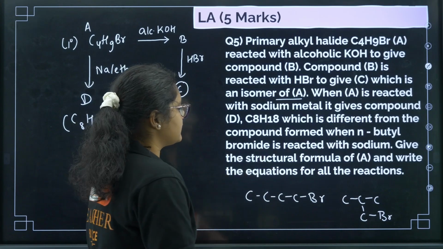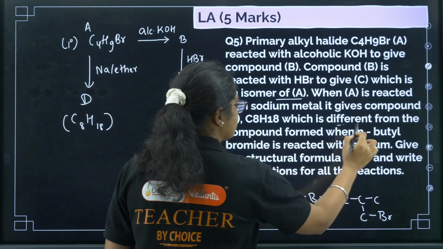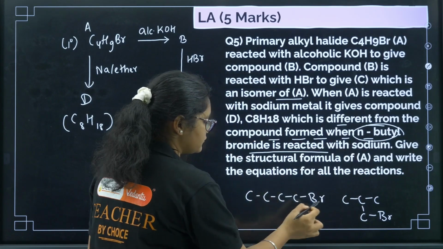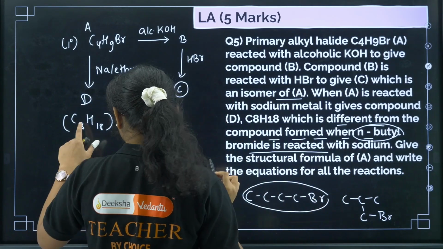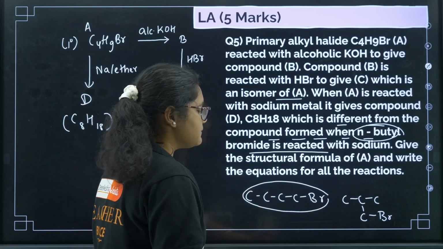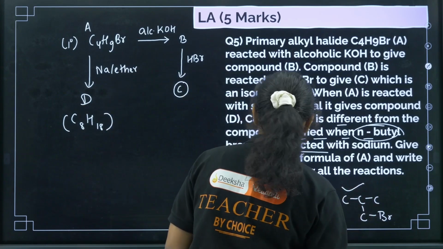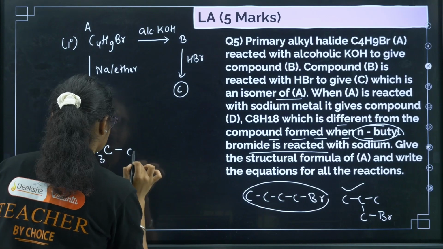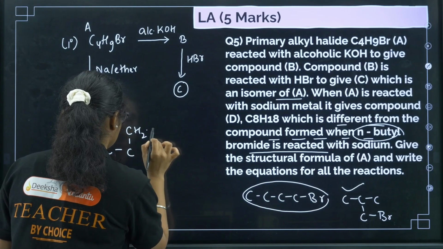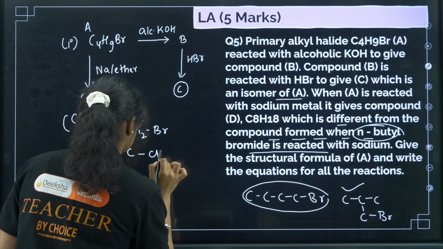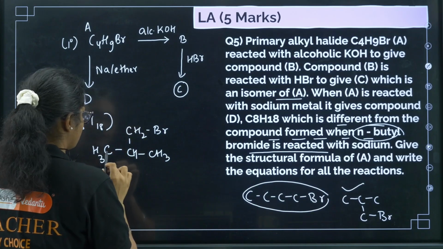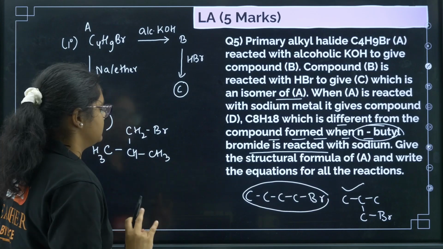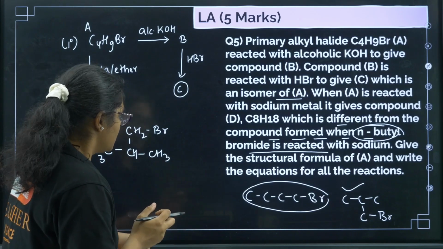Now the next point here is saying that this C4H9Br is different from the compound formed when N-butyl bromide is reacted. So if N-butyl bromide is reacted, whatever compound we get, this is not that one. That means definitely your A should be this one, right? So I got A here. So A is CH3CH2CHBrCH3, right? So we have 9 hydrogens, 1 bromine and 4 carbons, right? This is the A.